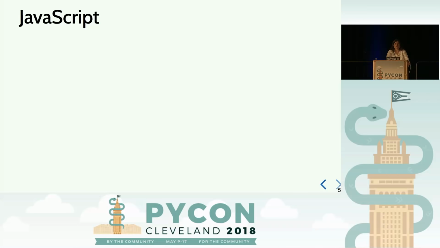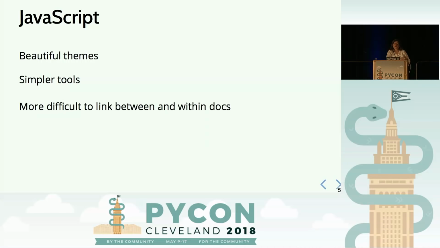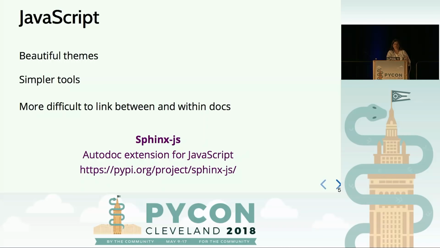Looking at JavaScript, one of the reasons to use a JavaScript tool is you've got some beautiful themes. You can have some different tools that are a little bit simpler, at least at first glance, in order to get beautiful documentation. Now, the one thing to remember is it's a little more difficult to link between and within documentation. Recently, in the last year, Eric Rose has created a project called Sphinx.js, which will auto-document JavaScript doc strings and pull it into your Sphinx documentation.